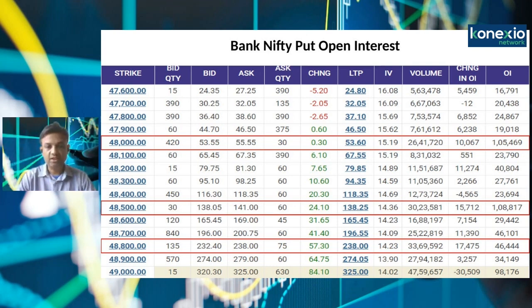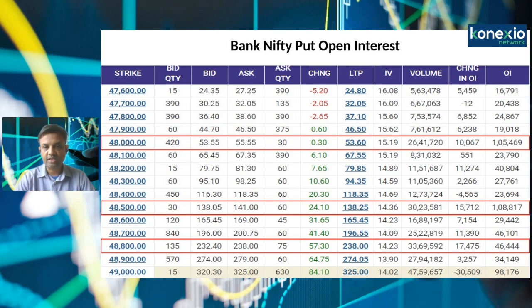48,800 is the strike price, or the area where, if that is defended strongly, then we might see a sharp bounce back in Bank Nifty. But if that is taken out and Bank Nifty closes below 48,800, then we might see Bank Nifty drifting towards the level of maybe the 48,500 mark. But 48,500 seems to be a highly strong concentrated area, where we might see Bank Nifty testing this strong support area, and we might see a bounce back from that area.